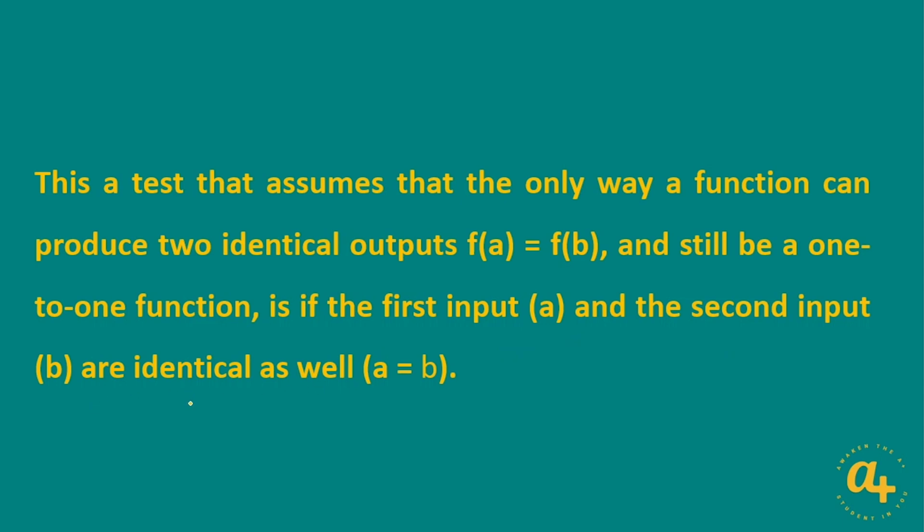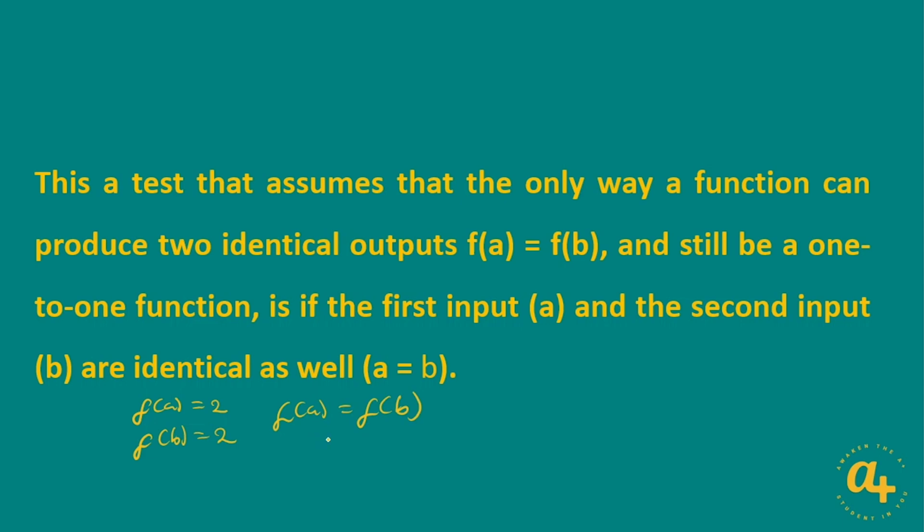So what does this definition mean? Well, the one-to-one algebraic test first starts by assuming that a function is producing two identical outputs. That is, the function is producing the output f of A is equal to 2 and another output f of B is equal to 2. So it starts first by assuming that a function is producing two identical outputs, or outputs that are equal to each other. This means that f of A is equal to f of B.